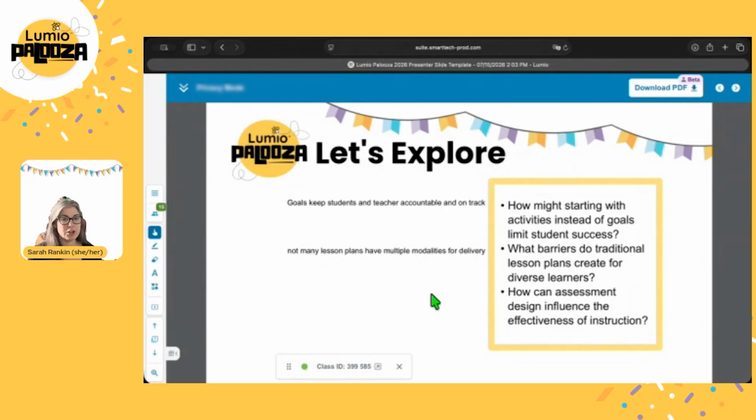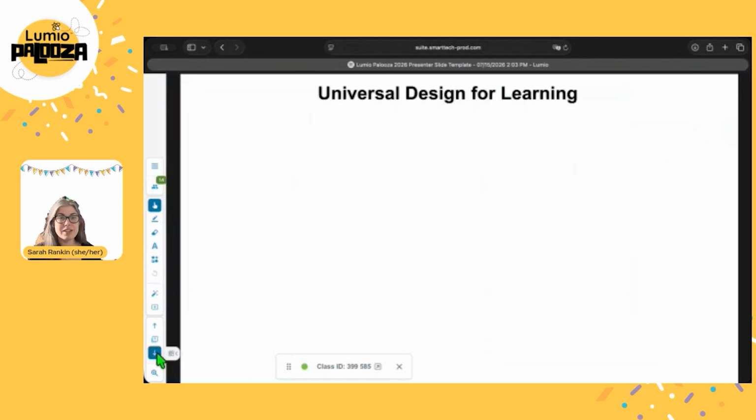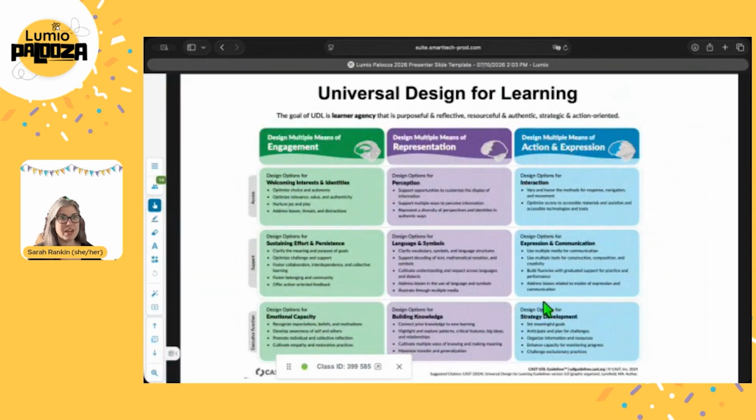Not only our learners' accountability to their learning and to make sure that they understand the progress that they're making, but as a teacher, as an instructor, we also need to make sure that we're accountable to our students and that we are encouraging them to learn. And yeah, not many lessons have multiple modalities. That is really the biggest struggle here. And that's when we're getting into UDL. So let's just hop into what is UDL to begin with.